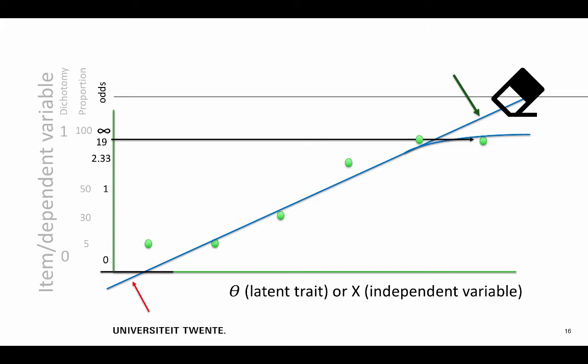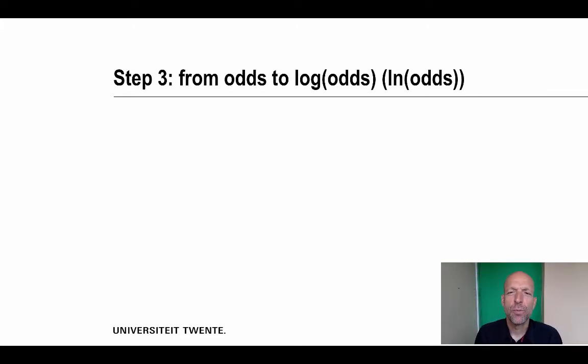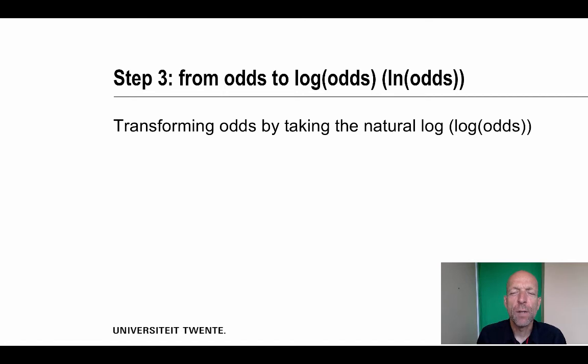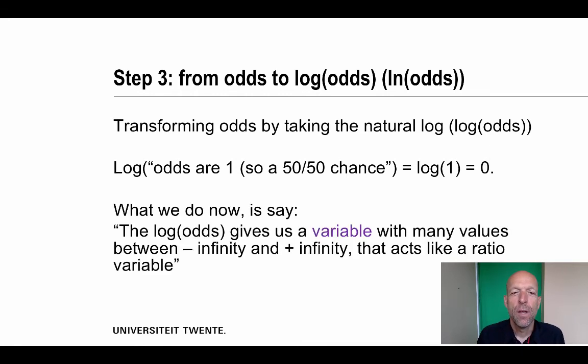But we haven't solved the problem there. And by taking the log of this number, we can solve that problem too. So we go from the odds to the log odds. We transform the variable in more or less the same way as we did by transforming the probabilities to the odds. And by taking the log, we can have the full range of values available. Now, the log odds of the 50-50 chance, so the log of 1, is 0. So that's now the middle point of our scale. We can now say the log odds gives us a variable with many values between minus infinity and plus infinity, and that variable acts like a ratio variable.